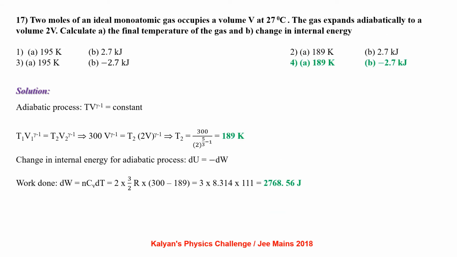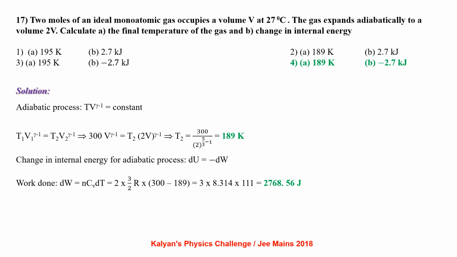2 moles of an ideal monoatomic gas occupies a volume V at 27 degrees centigrade. The gas expands adiabatically to a volume 2V. Calculate the final temperature and change in internal energy. In an adiabatic process, we can write T V power gamma minus 1 equals constant. So T1 V1 power gamma minus 1 equals T2 V2 power gamma minus 1, that is 300 V power gamma minus 1 equals T2 into 2V whole power gamma minus 1, which gives us T2 to be 189 Kelvin.